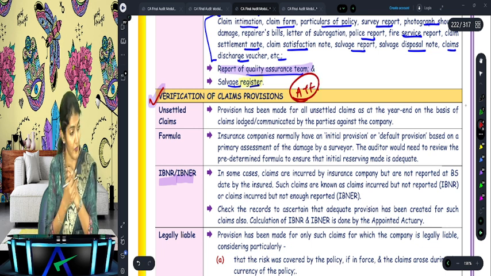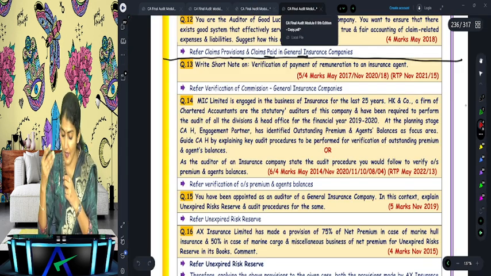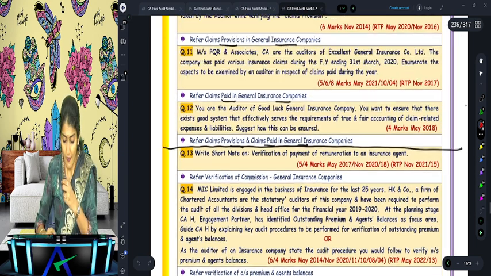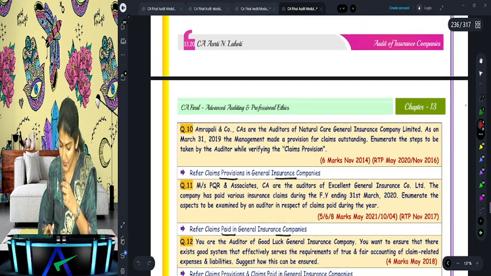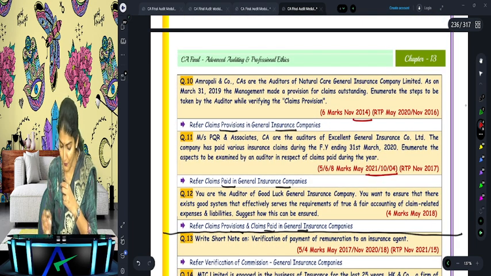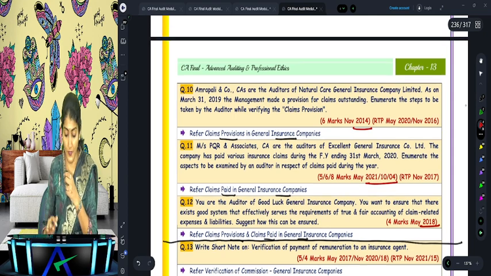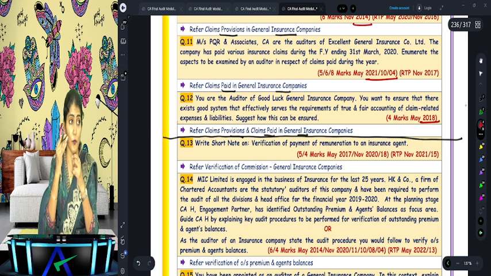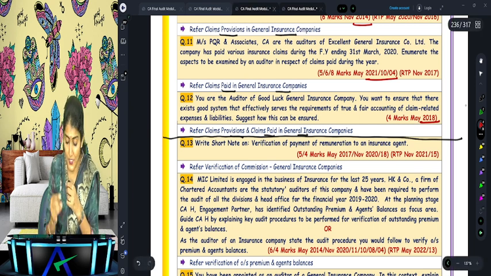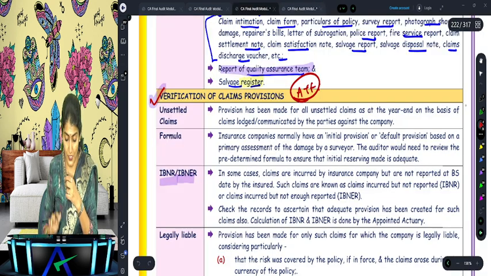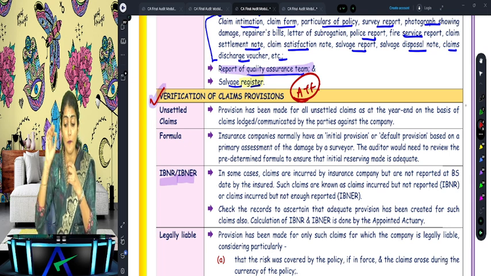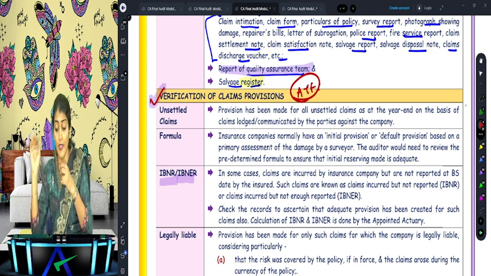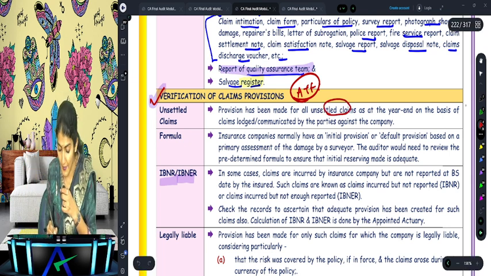Yes, it is an ATF. So many times I see ICAI has asked a question regarding the verification of the claims provision. So in total 5 times the question has come in the exams regarding the claims provision. So what does it say? Claim provision should be made for all the unsettled claims at the end of the year.